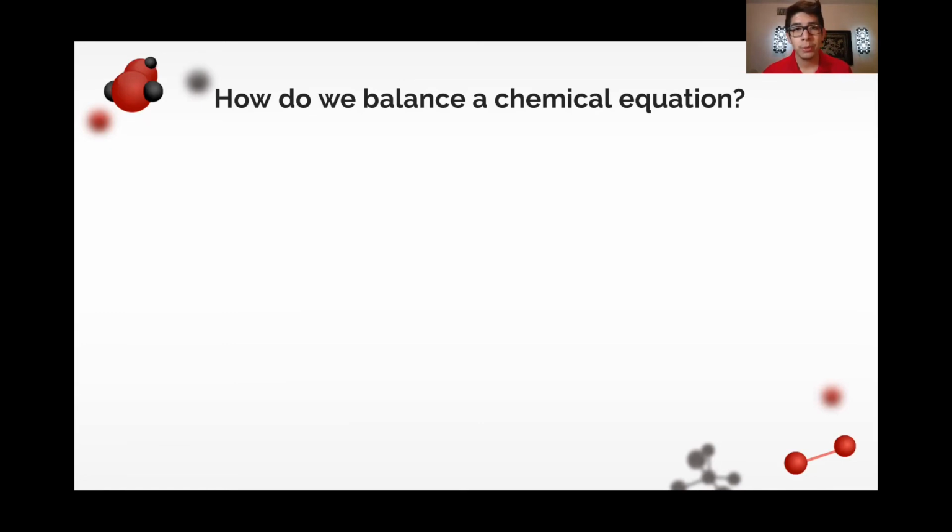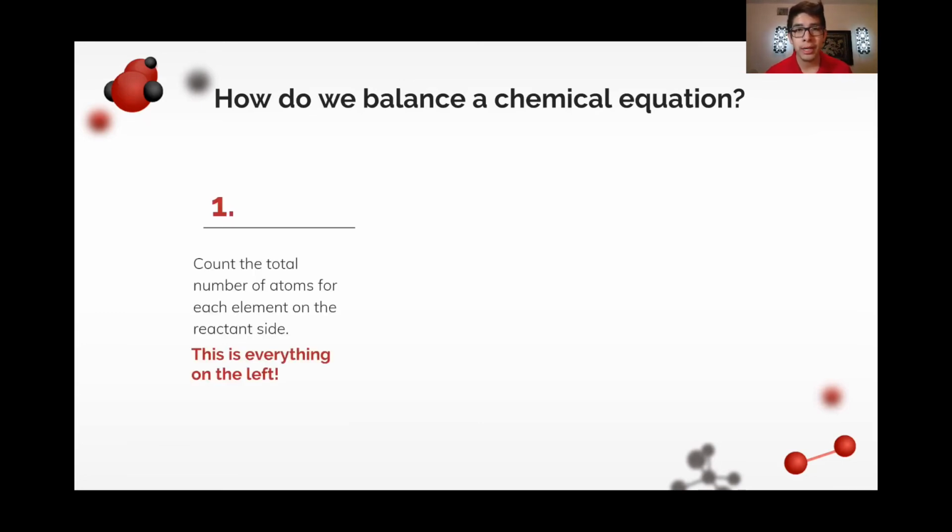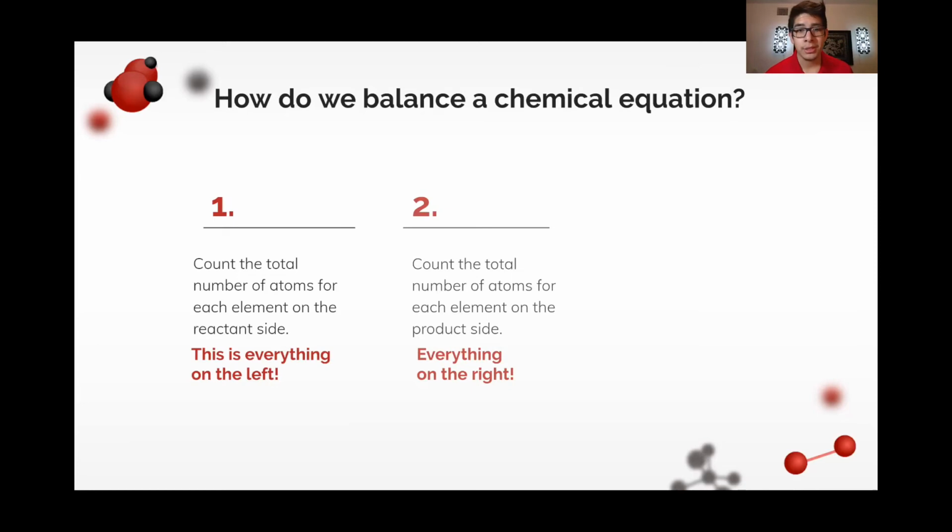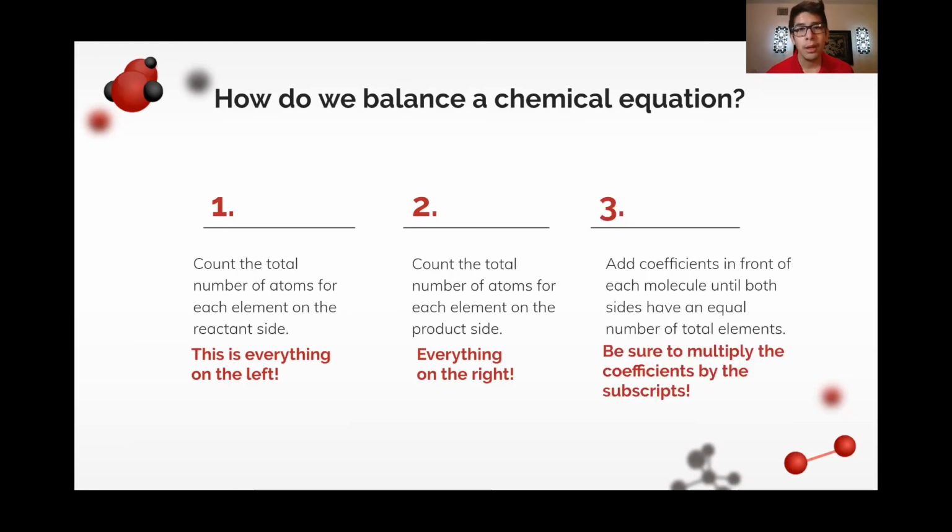The first thing we did was count the total number of atoms for each element on the reactant side, so that was everything on the left. Next, we counted the total number of atoms for each element on the product side, which was everything on the right. Then once we had our numbers, we could see if there was anything different and start adding our coefficients in order to get those two to be equal. And also you should have noticed that if there was a subscript and you added a coefficient in front of it, you had to multiply that coefficient by the subscript. I know that sounds confusing, but we will attach an example to this in a few.